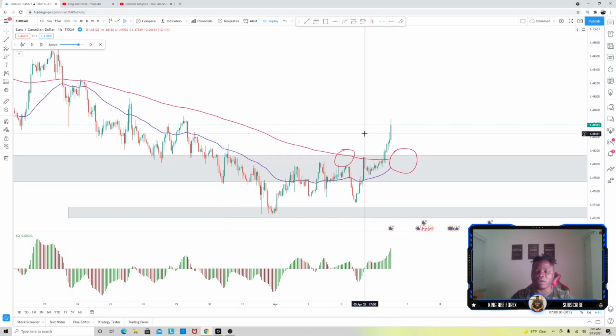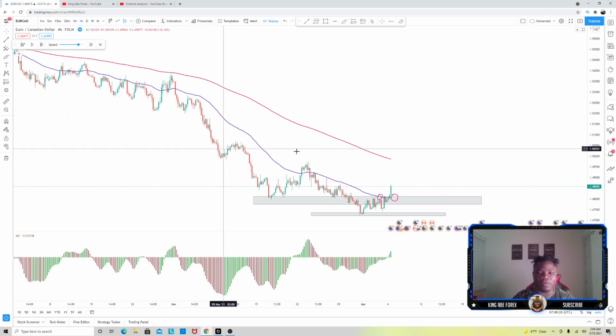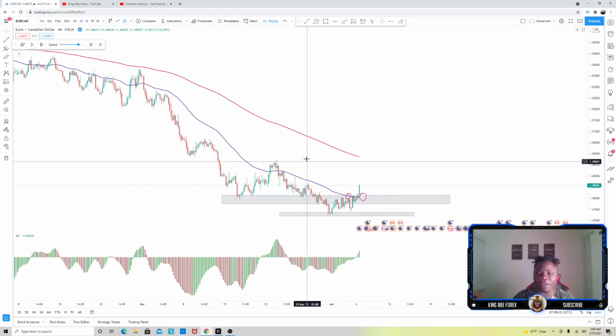be using the 4-hour time frame to look for our zones, to confirm our entry, and also to confirm our take profit. The higher time frame in this case, which is going to be the 4-hour time frame, is going to let us know where our TP is going to be. So we're going to go to the 4-hour time frame and look for our zone.